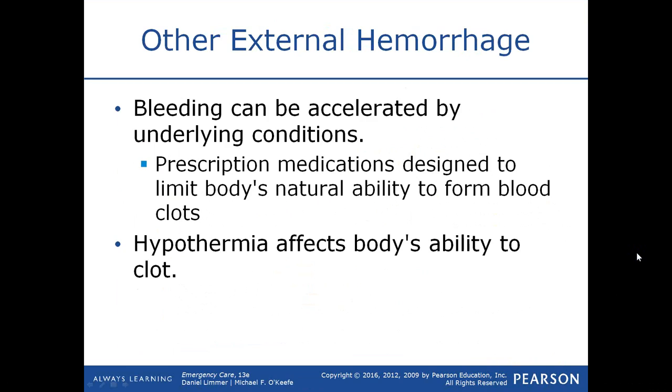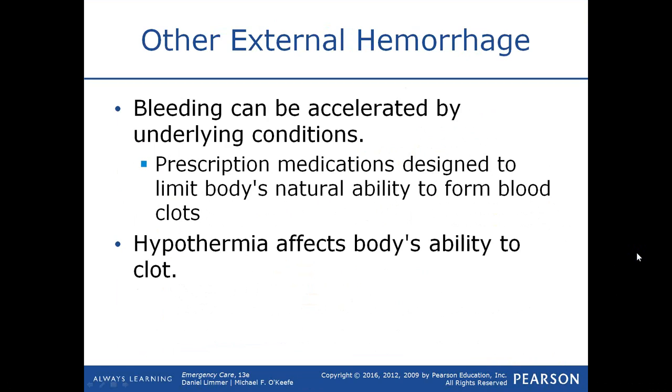And then if a person, as I mentioned already, is taking medications like aspirin or Coumadin or warfarin or heparin or something like that, those medications are designed to limit the body's ability to clot naturally, and it'll be very difficult to control hemorrhage in those type of patients.